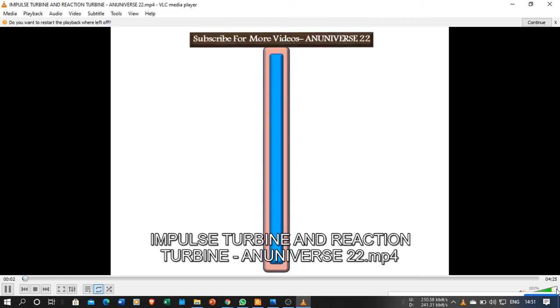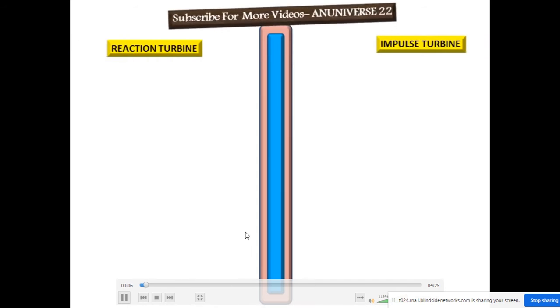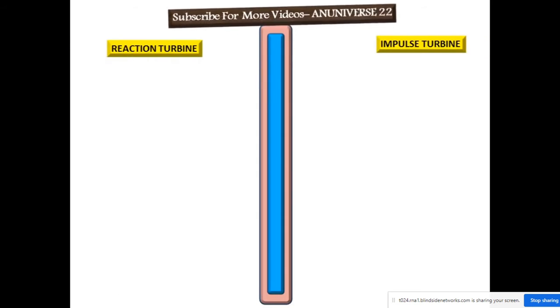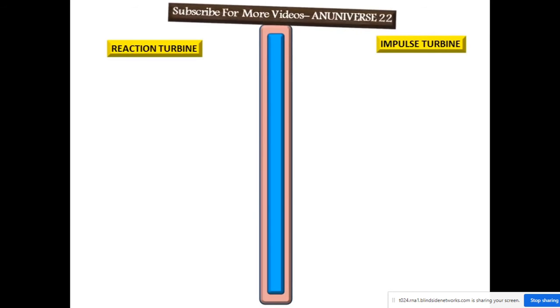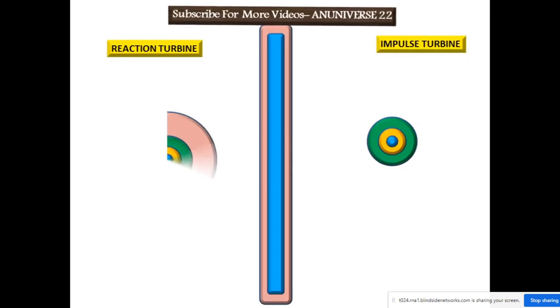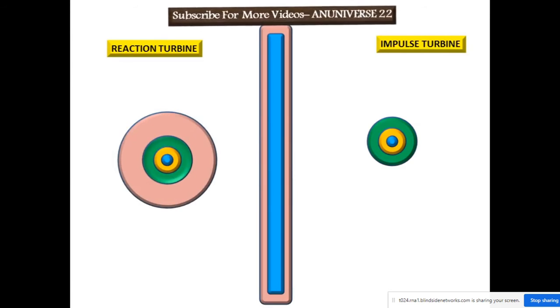Today we will discuss about impulse turbine and reaction turbine. So as we know, the turbines are classified according to the hydraulic action. First one is the impulse turbine and second one is the reaction turbine. So firstly we know the main components of this turbine. These are the runners which are used in both the turbines.